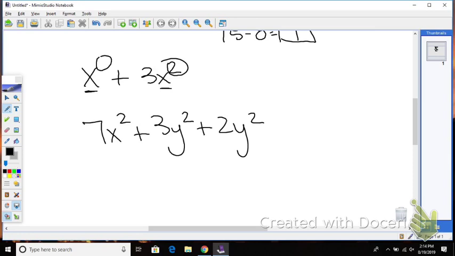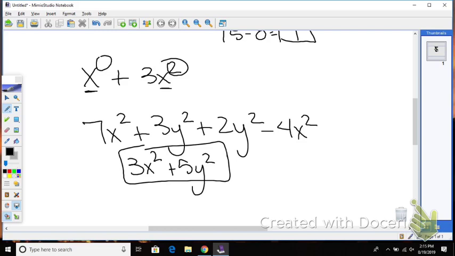Minus 4x squared. Yeah, just 3x squared. Okay. What can go with this 7x squared? Negative 4x squared, so I get a 3x squared. And then what about these two? 5y squared. Remember that when you combine like terms, you don't add the exponents. The only time the exponents go together is when you're doing what? It starts with m and it rhymes with multiply. Multiply. Good.